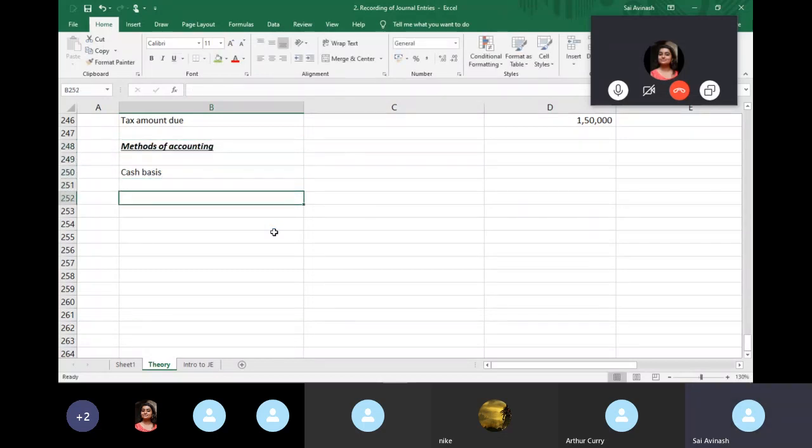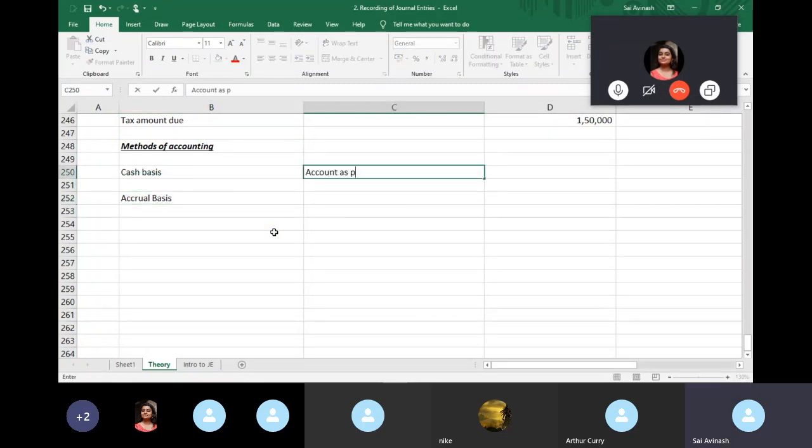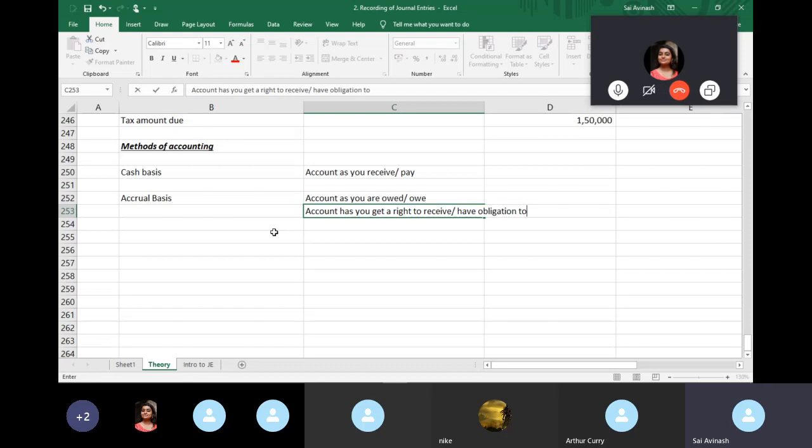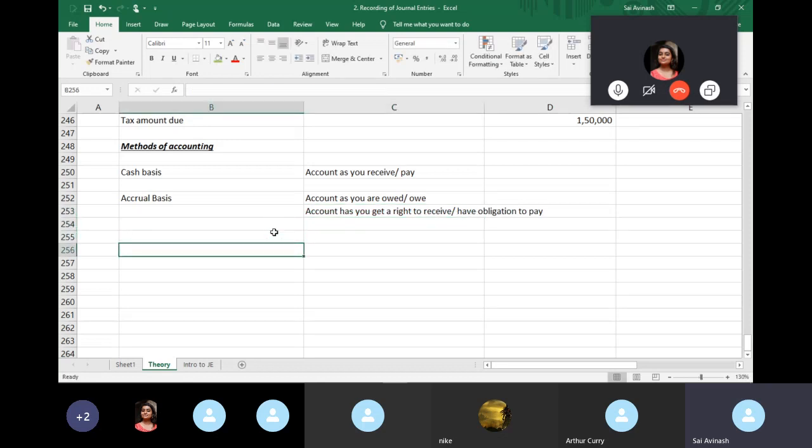Cash basis, accrual basis. Cash basis is: account as you receive or pay. Accrual basis is: account as you are owed. In easier English, account as you get a right to receive or have an obligation to pay. A very simple example: let's say Mr. X accounts on cash basis.